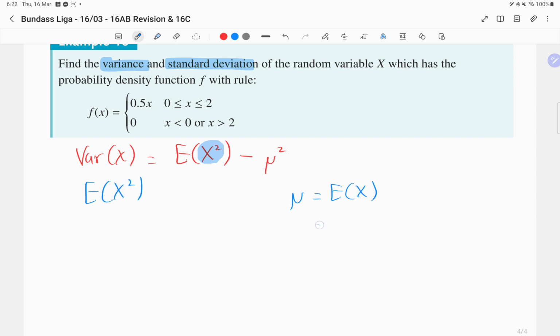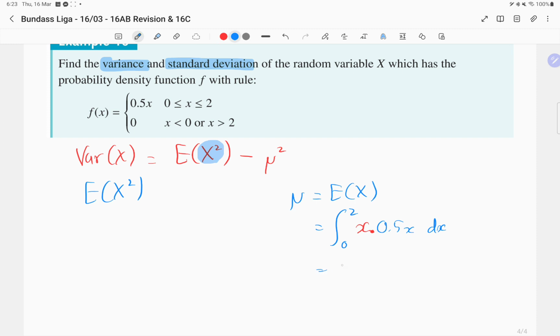Let's wait and see. So remember, E of x, the mean, is the antiderivative, left to right, of what? Not just the function. It's not just 0.5x dx, it's missing something. X. Yes, you multiply x into the function and then you antiderive. Okay, it's x times 0.5x.